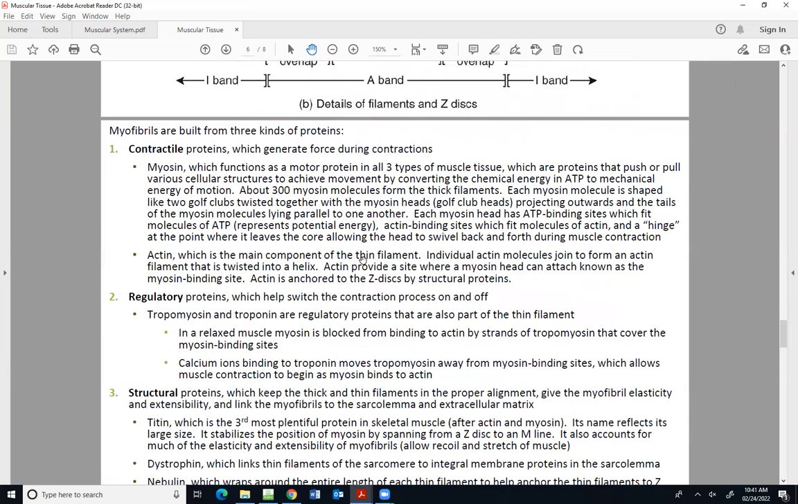Actin is the main component of the thin filament. It's not the only component. Myosin is the only component of the thick filament. Actin is just one of three. But it's the main component. That's why on the previous page, behind thin filament, you see actin in parentheses.